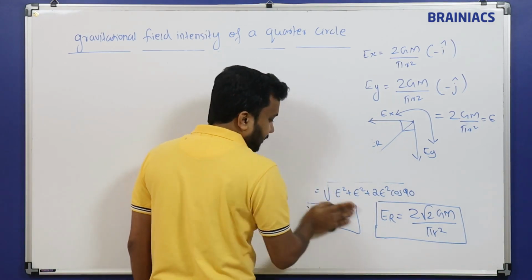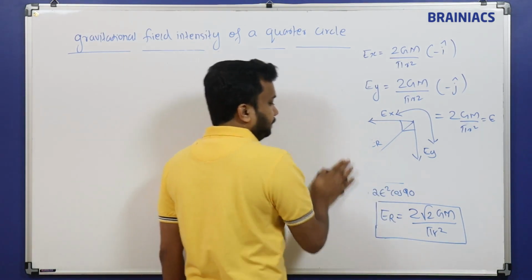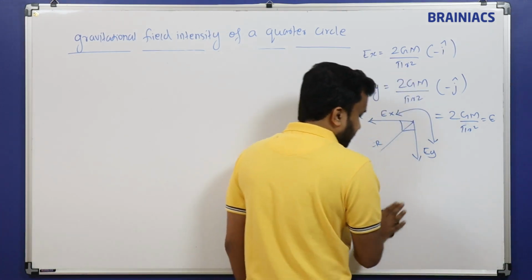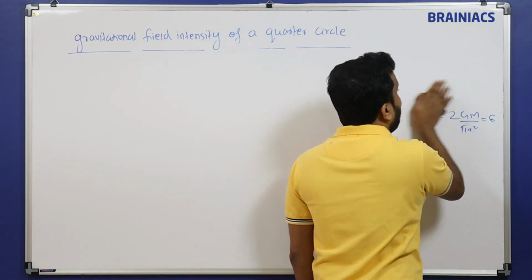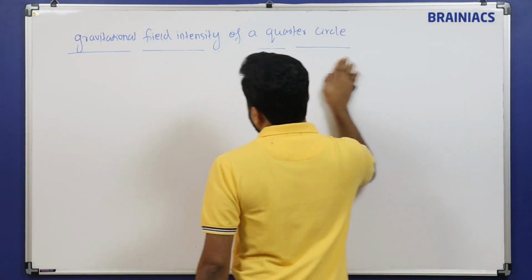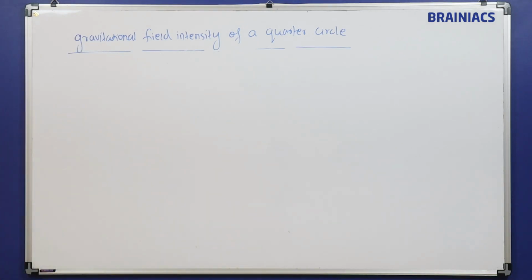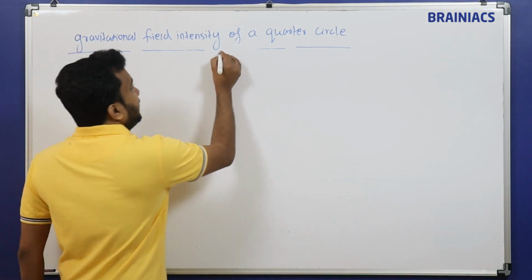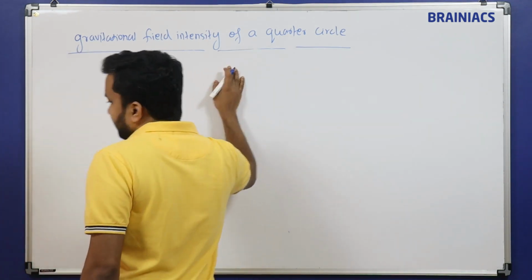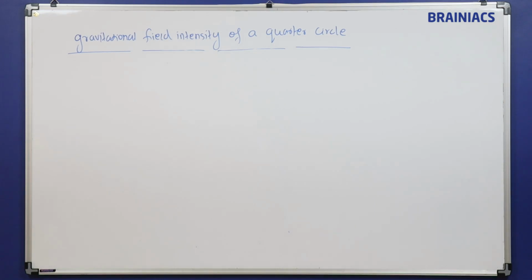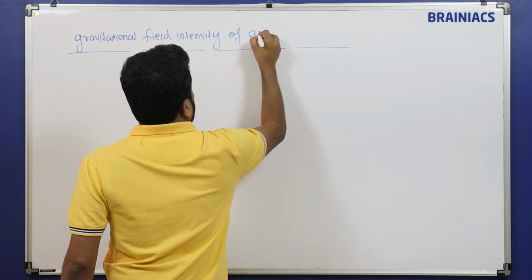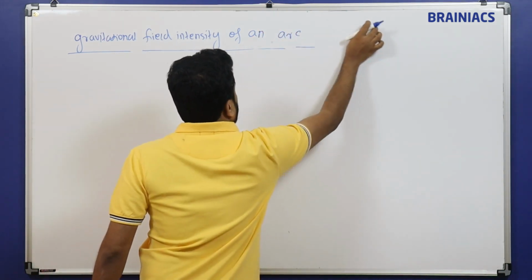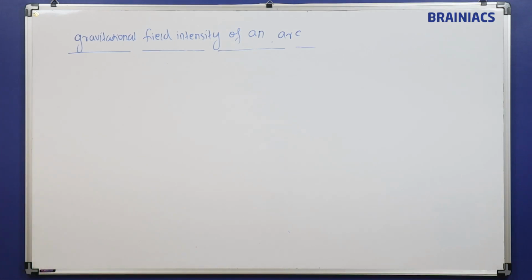Now we have seen the half circle and the quarter circle. Next is less than a quarter, an arc less than 90 degrees. Half circle means 180 degrees, full circle means 360 degrees, and quarter circle means 90 degrees. Now it's the gravitational field intensity of an arc.